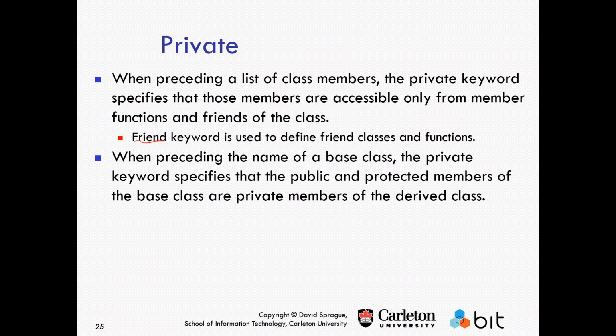If we put the word private in front of the base class, it means that public and protected members of the base class are private for everything, so all the private members of the derived classes. So if I make a derived class, let's say doubly linked list, and I have the word private at the top, it means doubly linked list does not have access to the functions or the variables associated with the parent class.